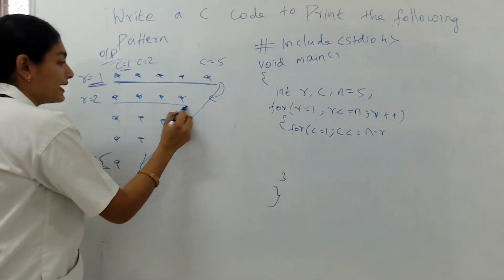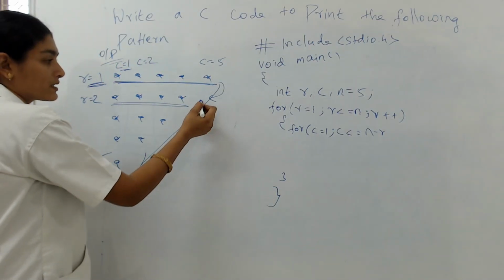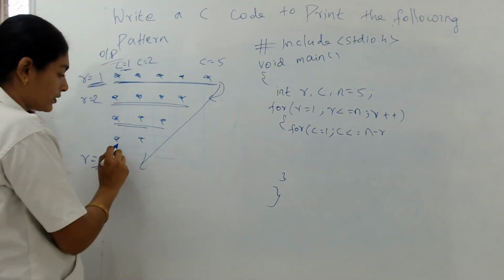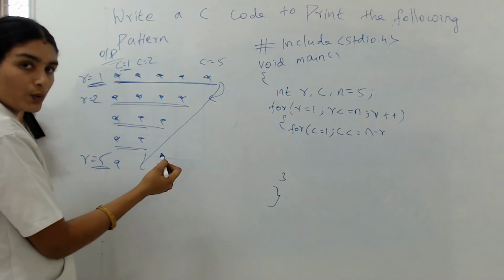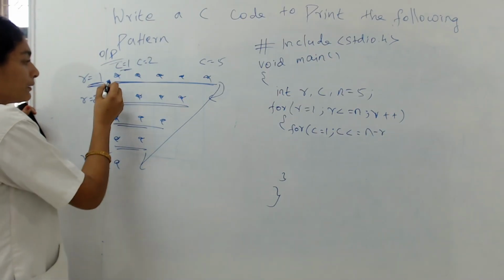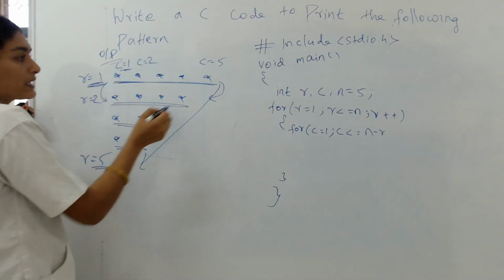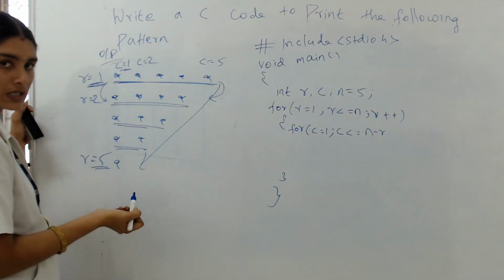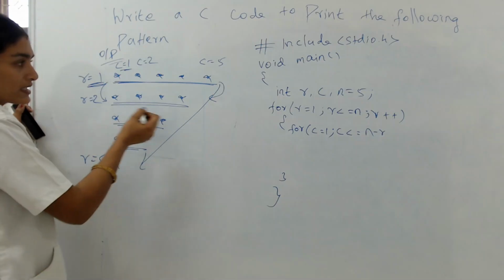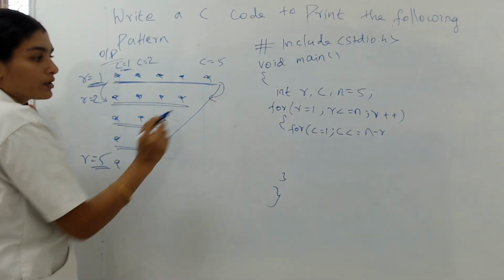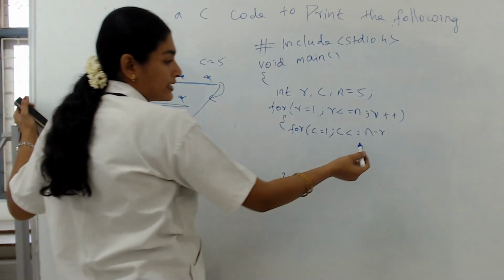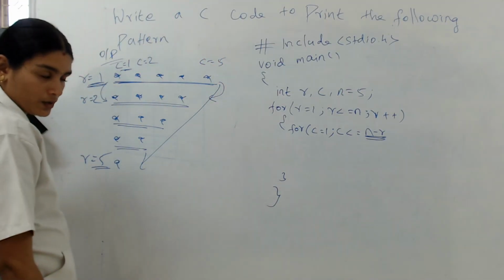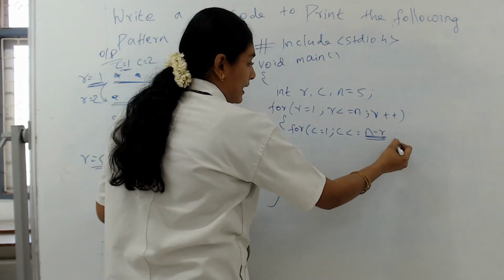For the next iteration, what will happen? 1 star count will be reduced. For the next iteration, again 1 star count reduced. Next iteration, 1 star count reduced. Meaning that if the number of rows count increases, the number of elements present in the column count gets reduced. Yes or no? Yes, row count increased means elements present in the column count gets reduced. That's why I am changing my condition as C less than or equal to n minus r. Okay, remaining things are the same.